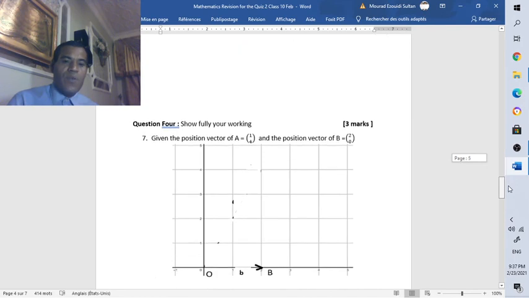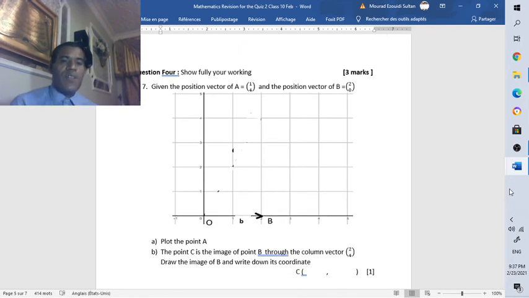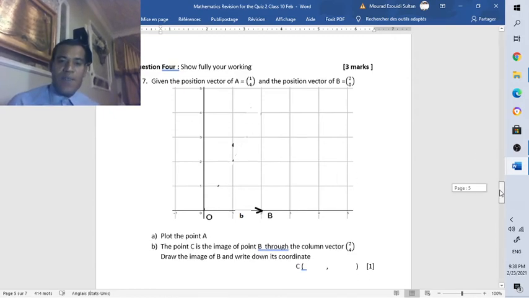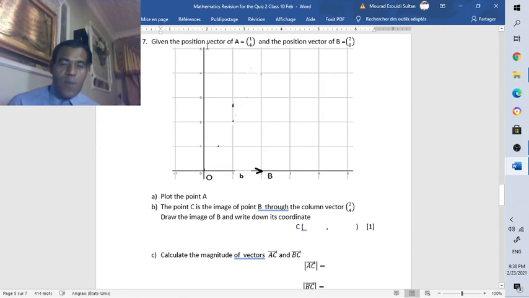For this question number 4, given the position vector of A is (1, 4), the component of A is (1, 4), and the position vector of B is (2, 0), it means that the point B has coordinates of the same component of the vector OB, and A has the coordinates of the same component of the vector OA. Now the question is, given the position vector of A is (1, 4), means what?